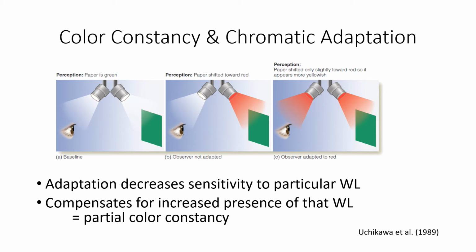And so what's happening there is we're having an adaptation to the color of the illuminant, or the wavelengths of the illuminant, and that is compensating and decreasing sensitivity to particular wavelengths. So that gives us partial color constancy. That's part of the answer, but you can see that even in C there is some shift towards more yellowish. And again, that's not what's happening when we walk from outside to inside, and we're seeing people, their clothes don't change color or shift color.